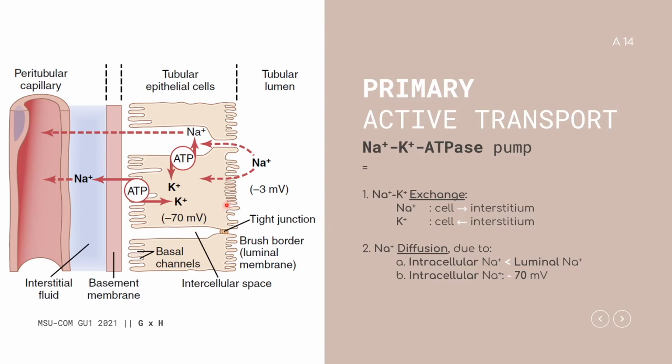Another result of this exchange is that sodium can now also either passively diffuse or undergo facilitated diffusion across the apical or luminal membrane of the tubular cell because of two things. One, the intracellular sodium concentration is now lower than that of tubular fluid. Two, the negative potential of the cell attracts the positively charged sodium ions from the lumen.